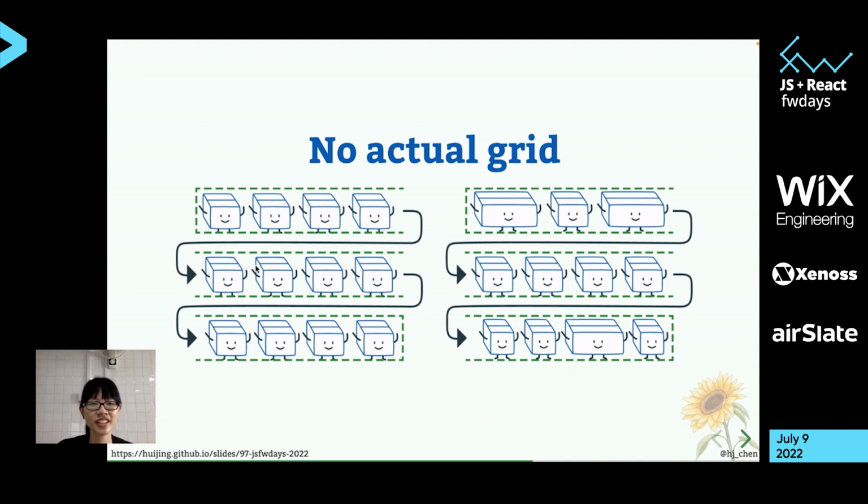But if you look at this diagram, right? Item 1 does not really know that item 5 is below it. Because once you change the size of your elements, odds are they're not going to line up nicely anymore. And so there's no concept of column.